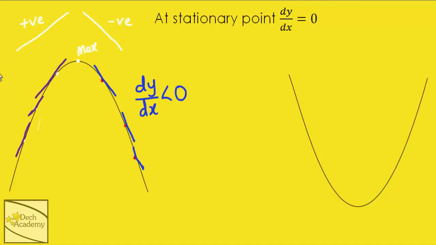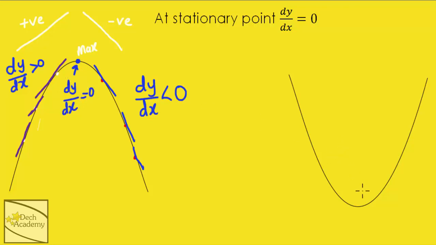To the left of the maximum, the gradient of any point is greater than 0, and at the maximum, which is a stationary point, dy dx is 0. So at the maximum, dy dx is 0.